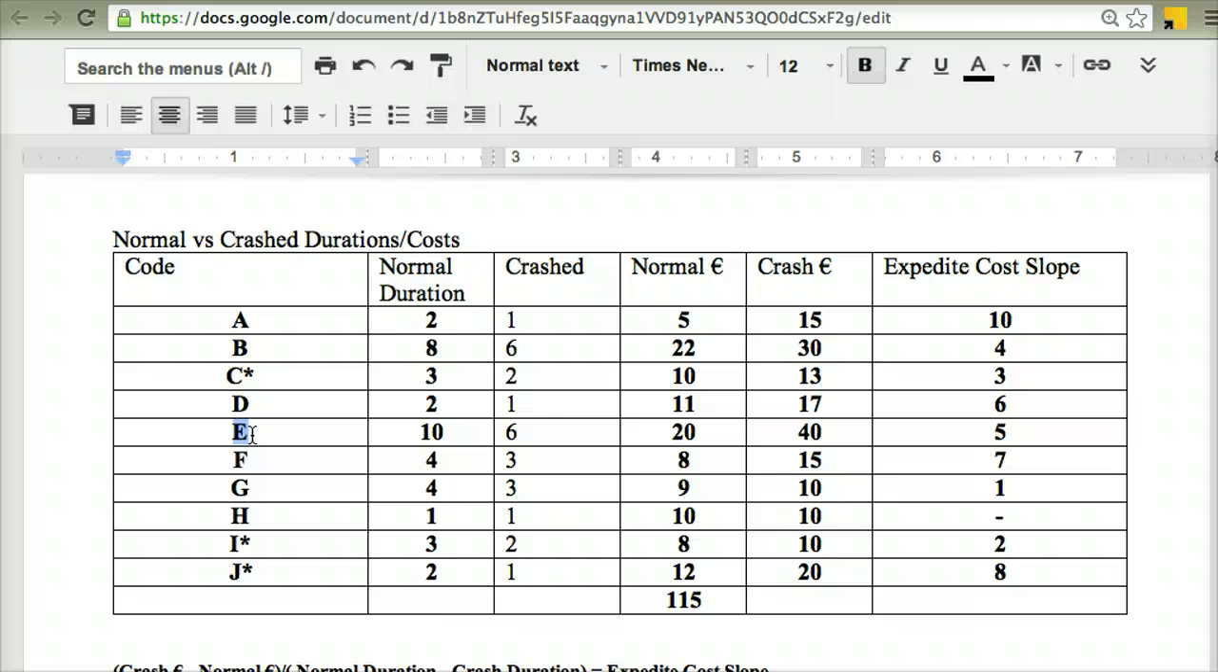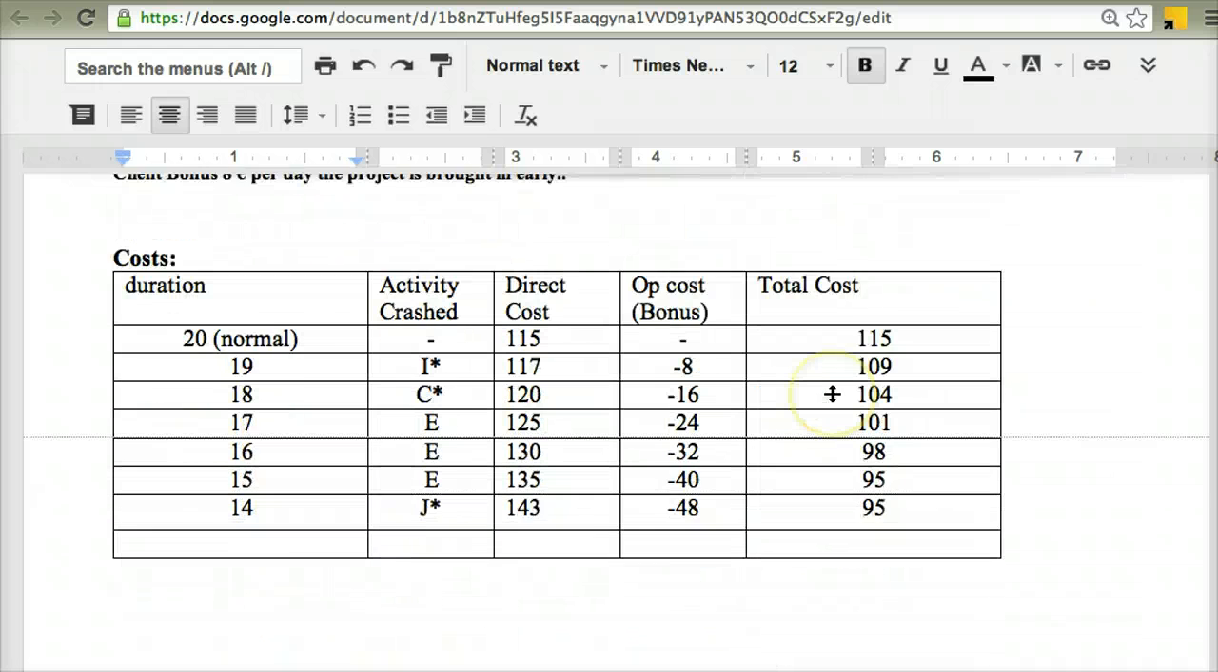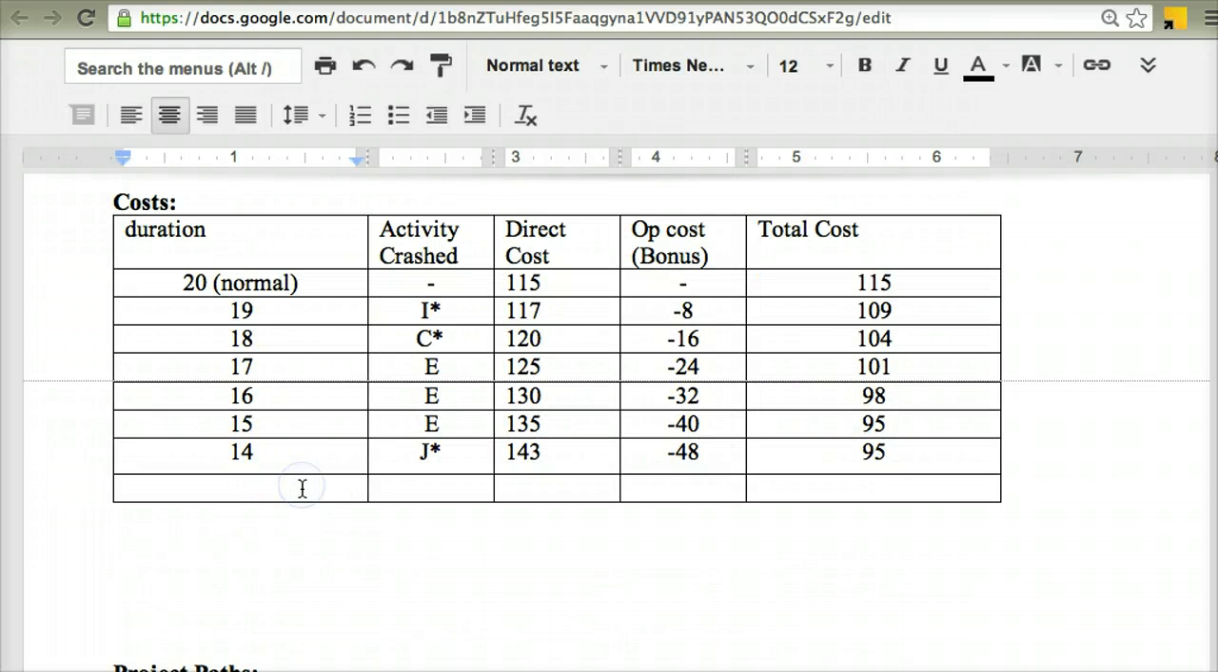If I bring them back or peel them back 1 day at a time each, the overall project duration will come back by a day. So B and E together, they cost 4 plus 5, which is €9. So let's try that out. The overall duration will come from 14 down to 13.